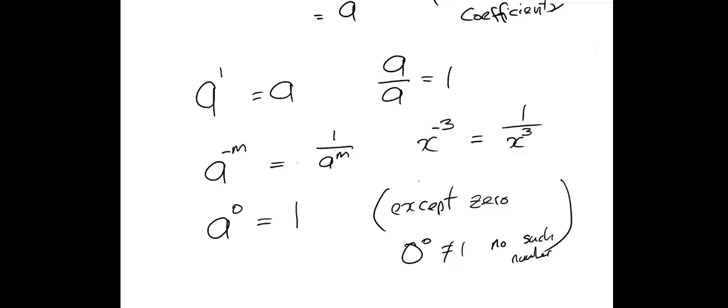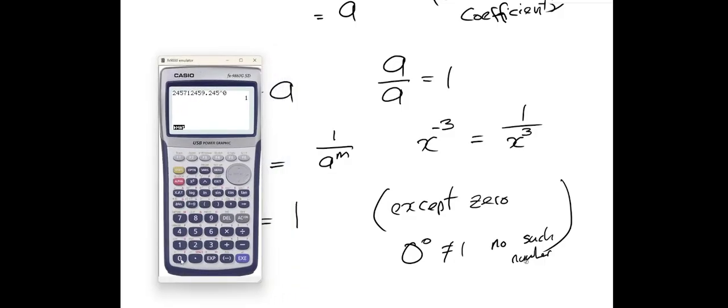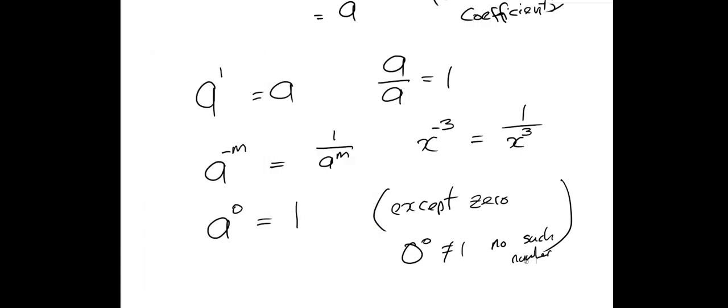In fact, let's do it on the calculator so we can have a look at what your calculator will give you. 0 to the power of 0 is math error. Press exit. It doesn't want to do that.